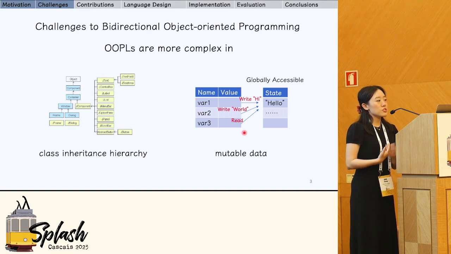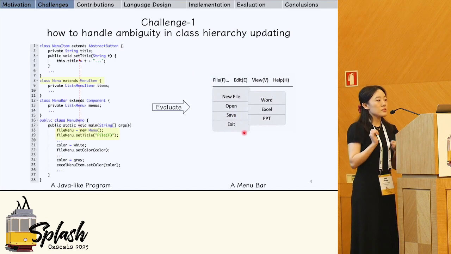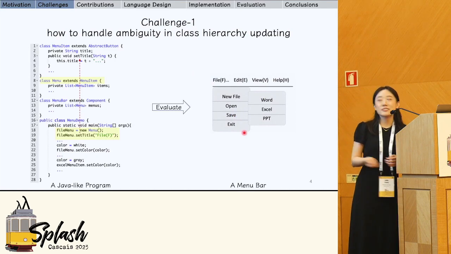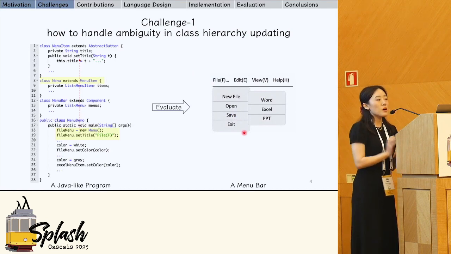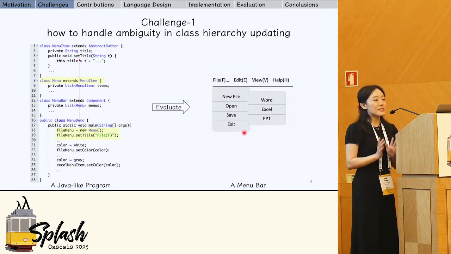Object-oriented languages are more complex because of two features. First, they have class inheritance hierarchies. Second, most object-oriented languages are not pure and have references. These two features bring two challenges. I'll show the challenges concretely using an example. The first challenge is how to handle ambiguity in class hierarchy updating.